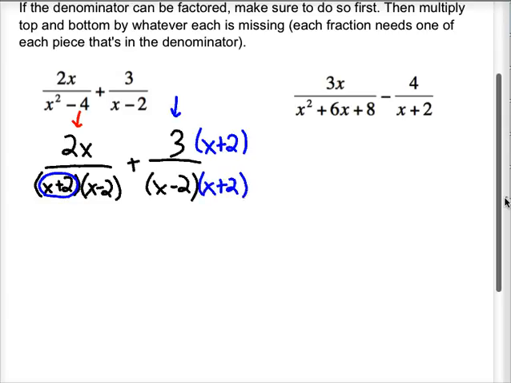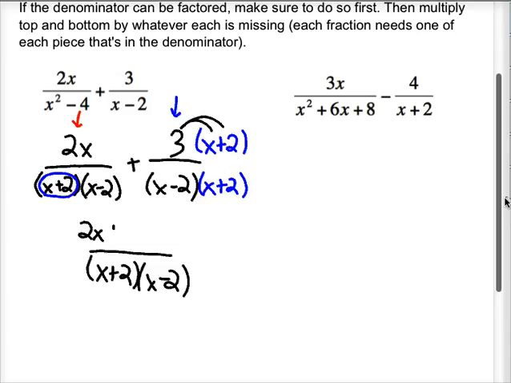So the thing to note in this lesson is when you factor it, sometimes you're not going to have to multiply both fractions. Sometimes you only have to fix up the second one because you only have to be concerned with what it's missing to get the common denominator. The first fraction already has the complete thing. It's the second one that needs a piece of it. So again, the key here, you don't have to mess with that first fraction at all. The first fraction is just going to stay 2x.